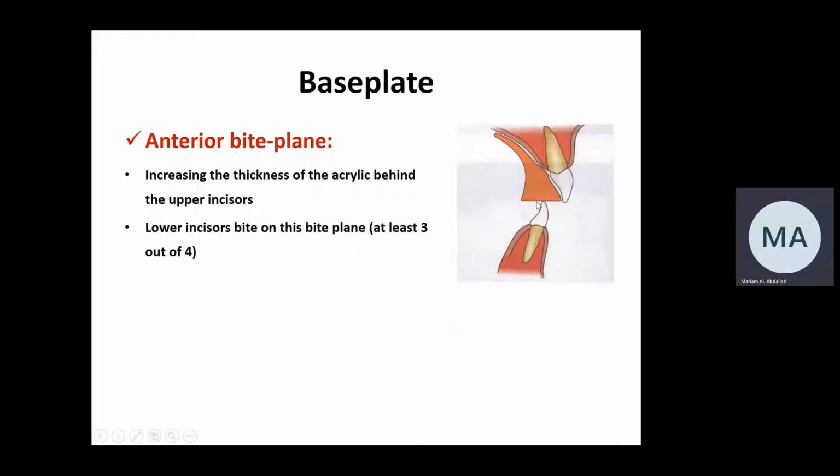To have a proper bite plane built up, we have to have at least 3 incisors out of 4 in contact with this bite plane. Because if we have only 1 or 2, then there will be a traumatic bite and we will have mobility, root resorption, and gingival recession affecting the lower incisors. So to have a proper distribution of forces resulting from biting on this bite plane, it's important to have at least 3 of the 4 incisors come in contact with it during maximum intercuspation.